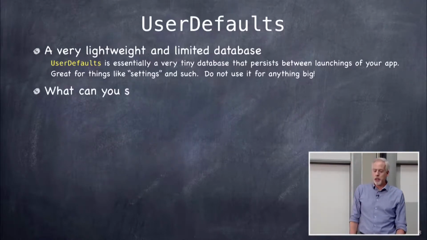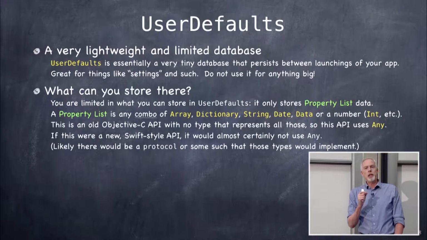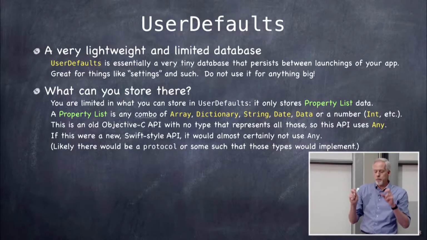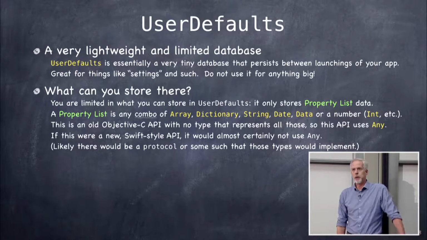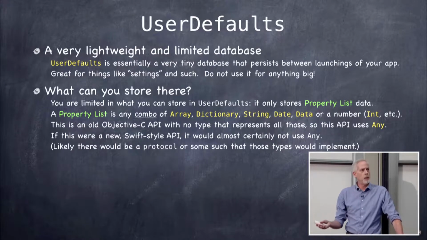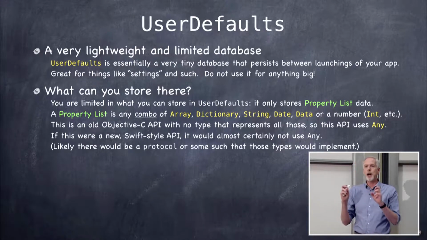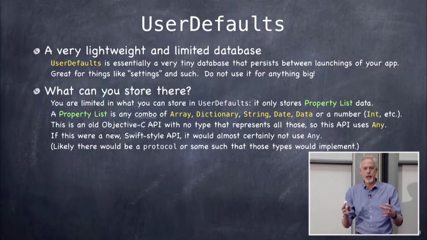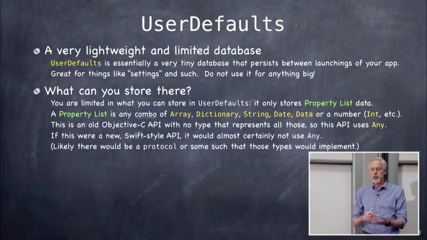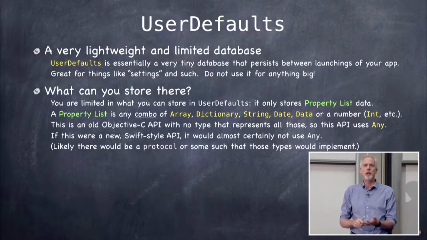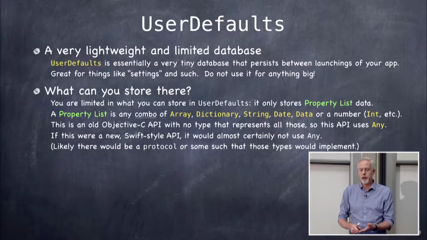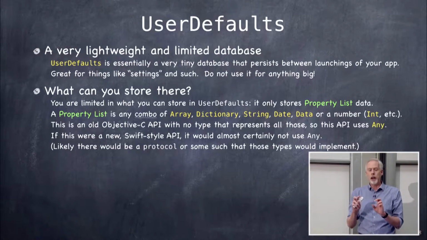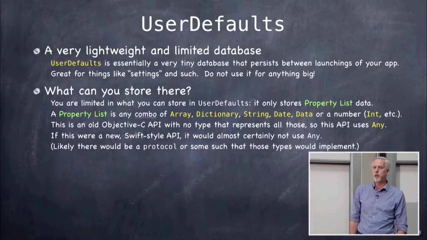The only restriction on that, though, is that the only things you can put in this dictionary thing is property lists, okay? Now, a property list is not a type or anything like that. It's just a concept. A property list is any combination, any data structure that is any combination of only array, dictionary, string, date, data, or a number, like float, int, or double. Okay? That's what we call a property list. And that's the only thing you can put in this little lightweight database called user defaults.